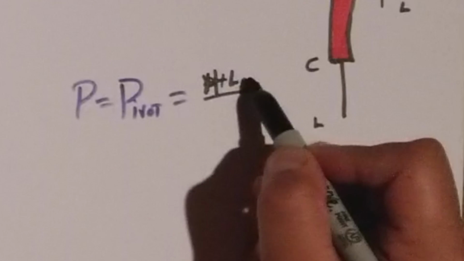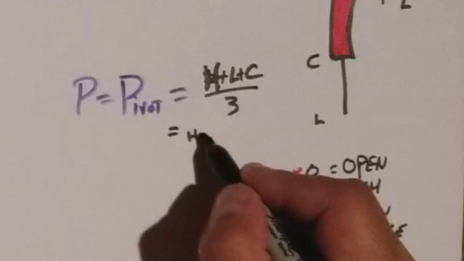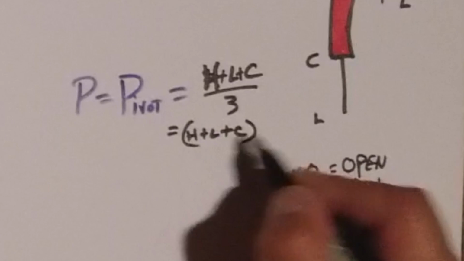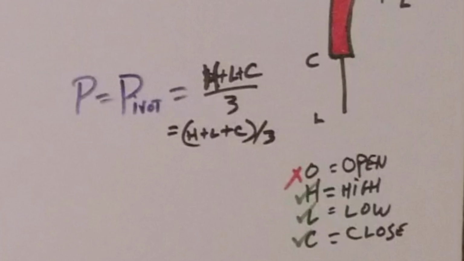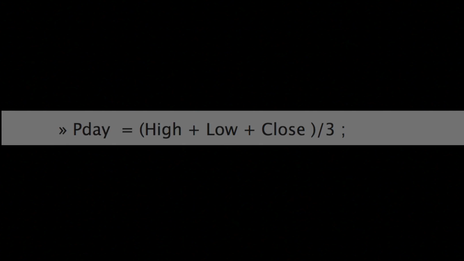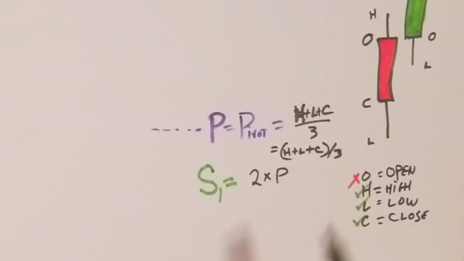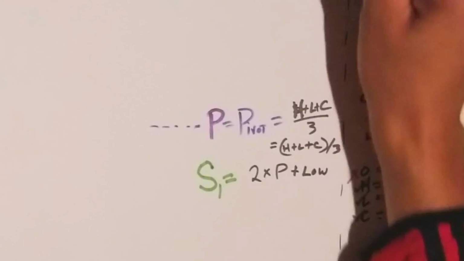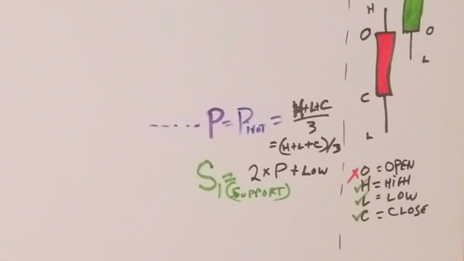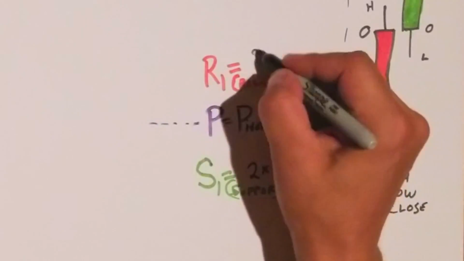So the pivot is actually calculated as an average. We take the high, the low, and the close, and we add those up and divide by 3. That way we get an average of that candlestick, and that is called a pivot. For support, we simply take 2 times the pivot and subtract the high. For resistance, we take 2 times the pivot and subtract the low.